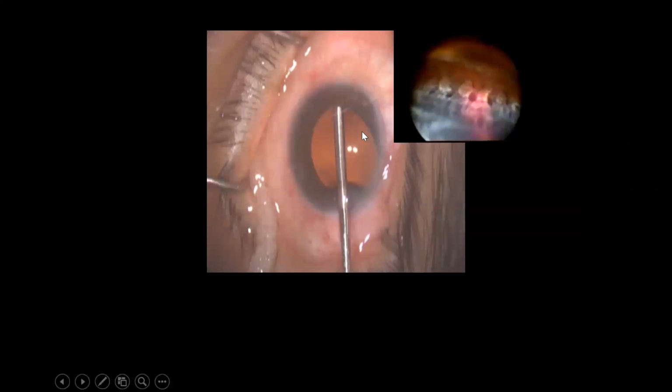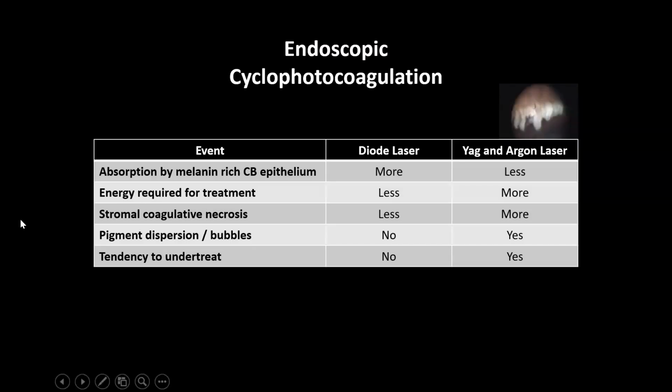Okay. So one last thing for you. What kind of glaucoma surgery is this? This looks like endoscopic cyclophotocoagulation. Excellent. So in endoscopic cyclophotocoagulation, what kind of laser do we use? I think we use the diode laser. Excellent. Why do you use diode? Because the absorption by melanin in the ciliary body epithelium is more compared with YAG and argon.